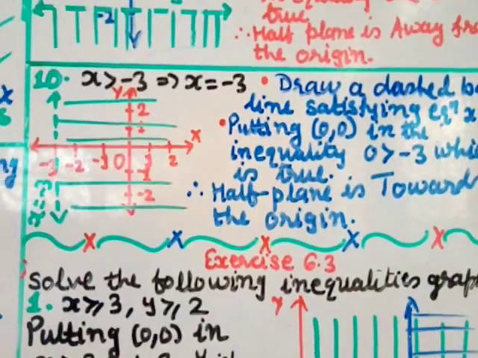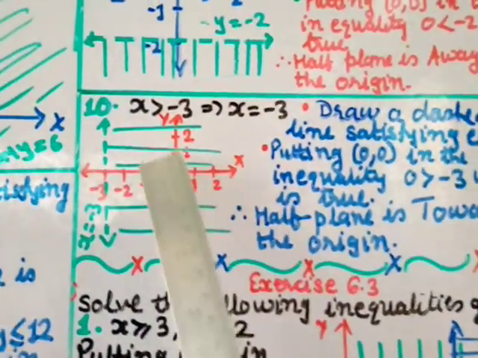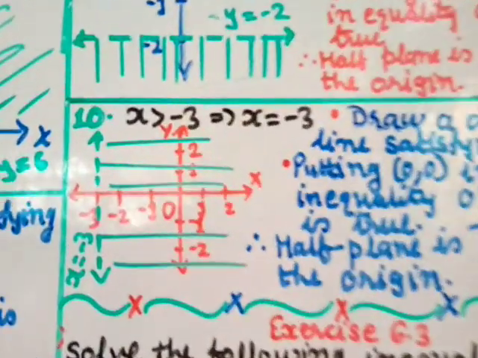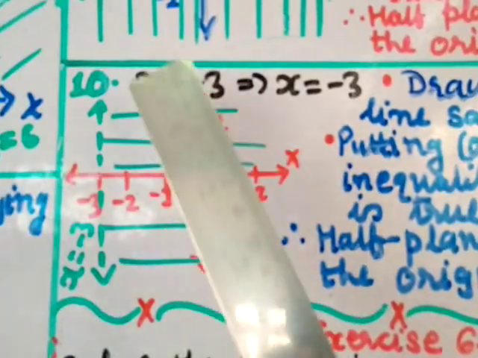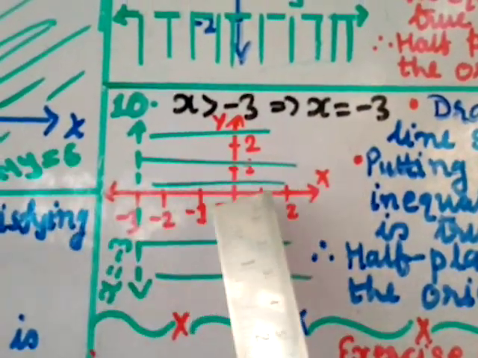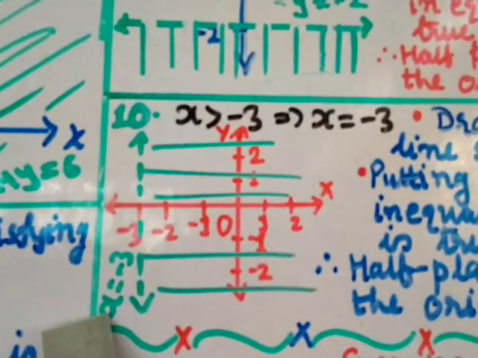Question number 10. x is greater than minus 3. So you can write x equal to minus 3. Here also the y value is not there, so for any value of y, you get the x value as minus 3. That is a vertical line parallel to the y-axis, towards the negative side. So minus 1, minus 2, minus 3. This is the line representing x equal to minus 3.